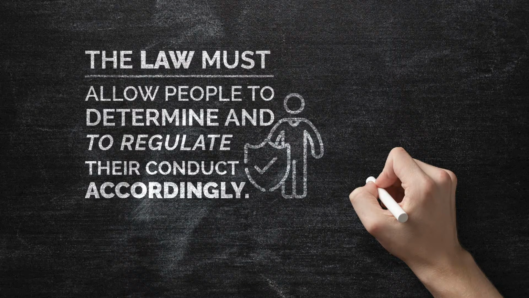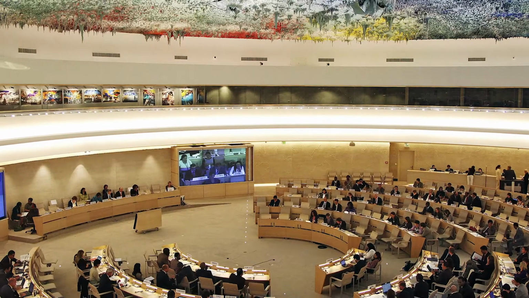Finally, and we've already hinted at that last dimension of the principle of legality, the law must allow for people to determine their conduct, to regulate their conduct accordingly. And of course, it must be made accessible to the public. A secret law is of very little use in terms of regulating people's behavior. Let me add that there are some countries where laws are indeed not made public. Here I'm quoting again from the Human Rights Committee.